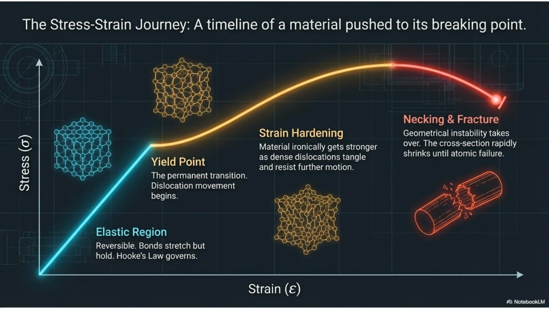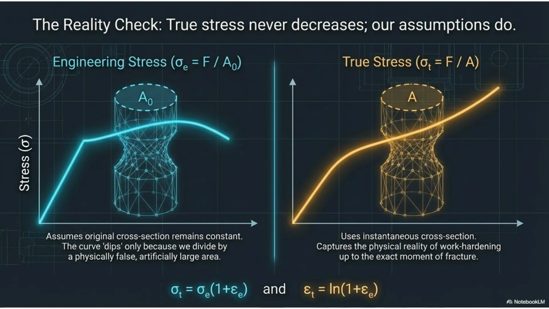The stress-strain journey shows the material's timeline to its breaking point, moving from the elastic region through the yield point, strain hardening, and finally necking and fracture. In reality, true stress never decreases. Our engineering assumptions do. Engineering stress uses the original cross-section, while true stress uses the instantaneous cross-section.